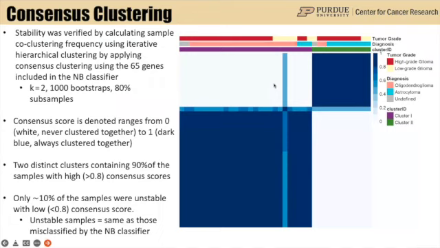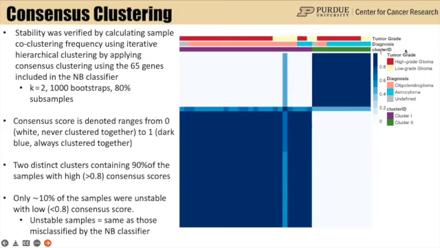And so we wanted to look at how stable these clusters were and to validate that classifier. And so we used consensus clustering. Basically it calculates sample co-clustering frequency using an iterative approach of hierarchical clustering based only again on the 65 genes that were included in the Naïve Bayes classifier. We took a K of 2, so 2 different clusters we were trying to assign samples to, and we used 1,000 bootstraps, and we did 80% subsampling.